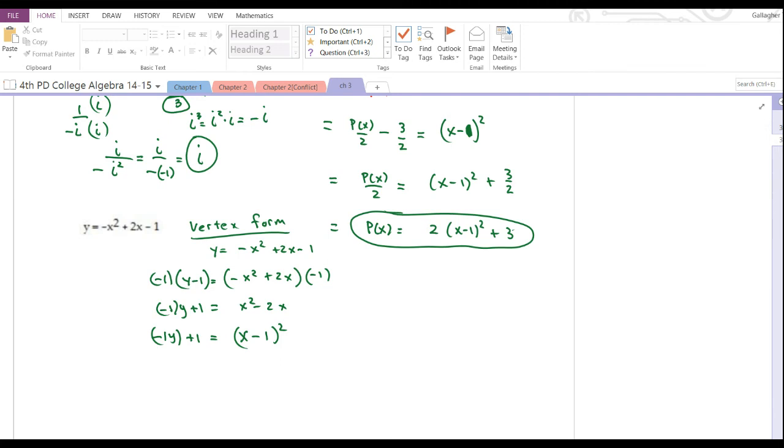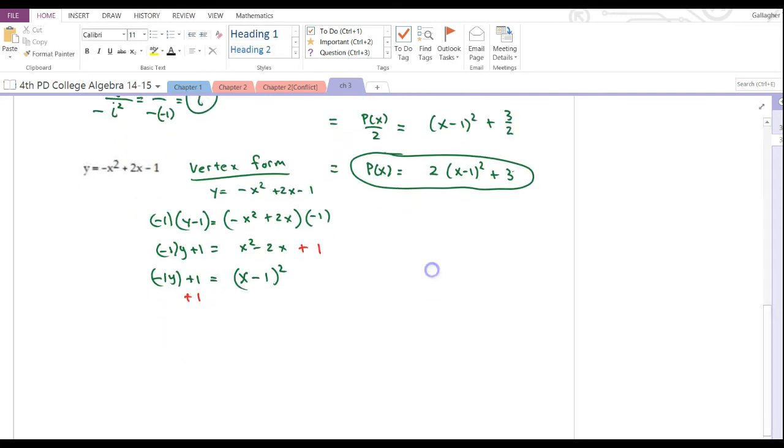Well, I forgot to add the 1. I guess I should do that. Plus 1 here. Now, if I add the 1 here, I've got to add it here. So now back to what we're getting at here. We're getting at this negative 1y plus 2 now equals x minus 1 squared.